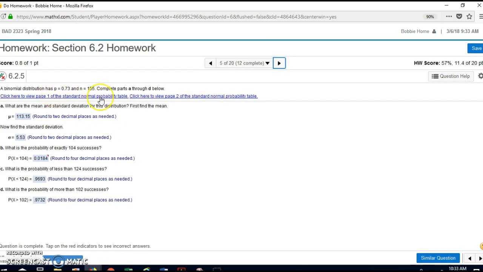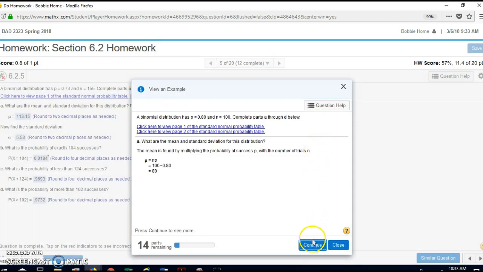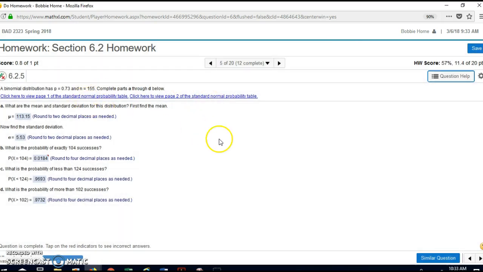We have P and N. Okay, so if you look at your formula here, when you're using N and P, N is 100 and P is 0.80. So to find the mean, you're going to do N times P. And to find the standard deviation, instead of saying 1 minus P here, say N times P times Q and take the square root of it, okay? So what is Q? Okay, Q is the probability of failure.